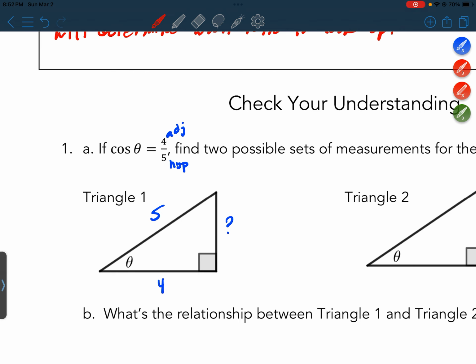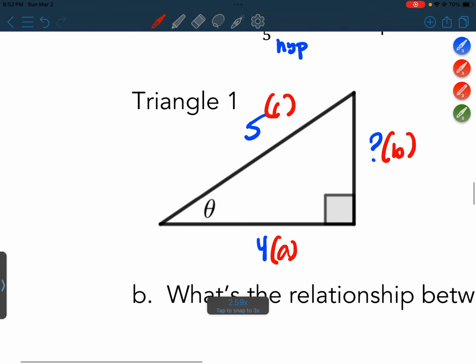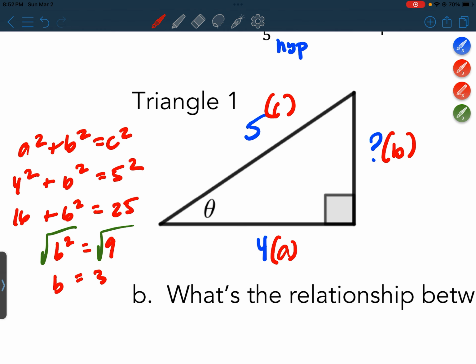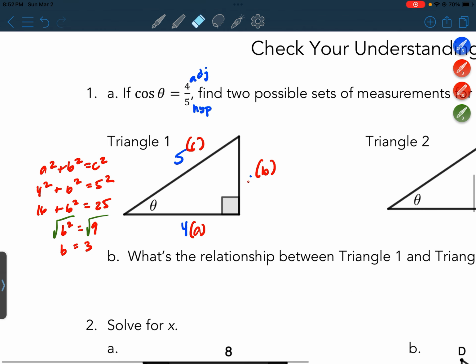Okay, so let's, for the moment, call this A, call this B, and call this C, so that we can use the Pythagorean formula. A squared plus B squared equals C squared. So 4 squared plus, don't know yet, B squared equals 5 squared. 16 plus B squared equals 25. We'll subtract 16 from both sides. That'll give us 9. Take the square root on both sides, so B is equal to 3. So we can go back in here and write 3.